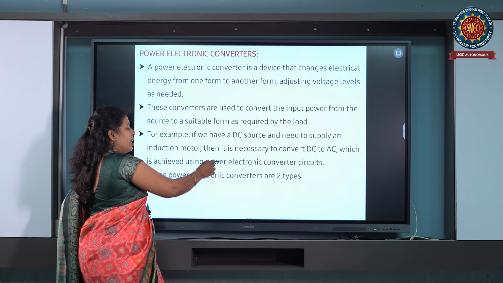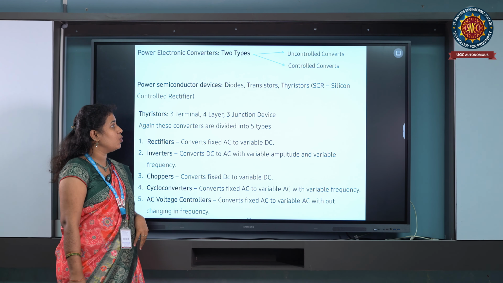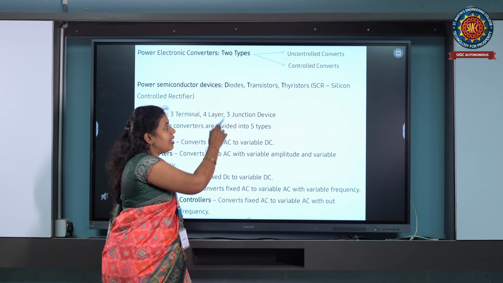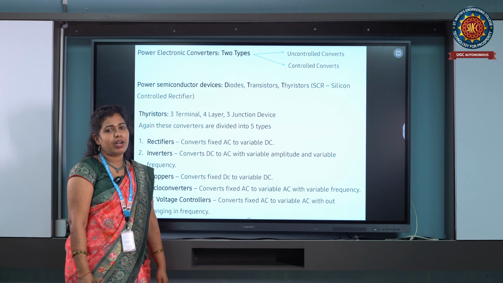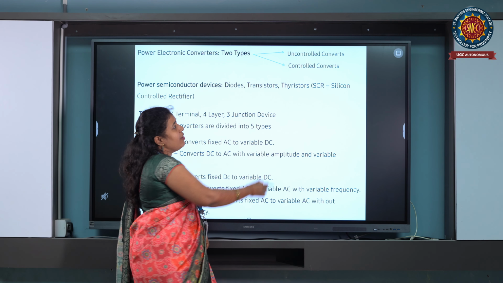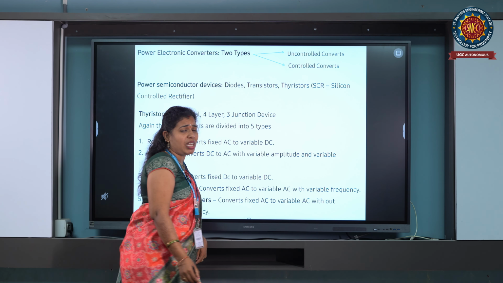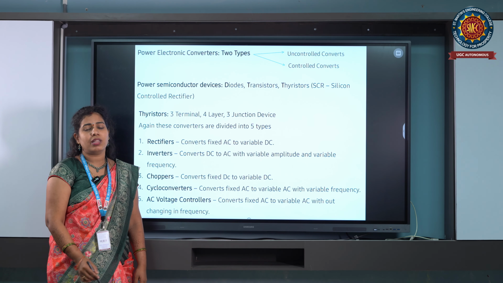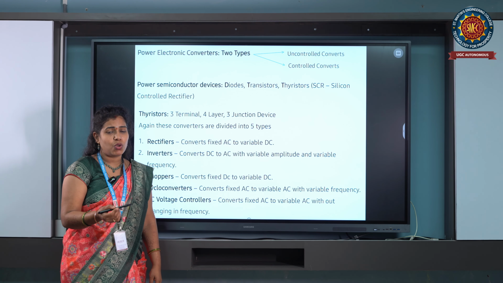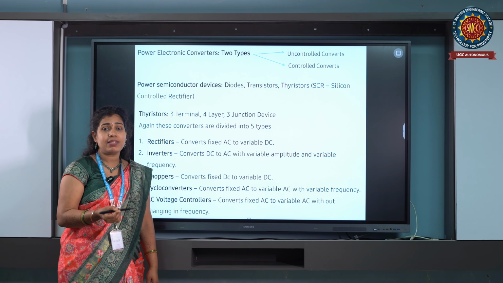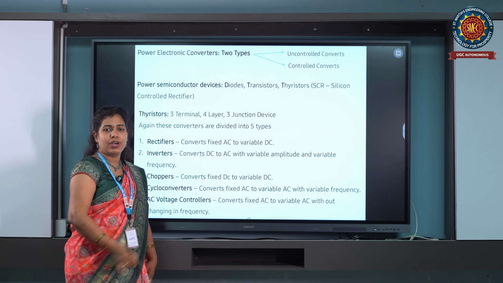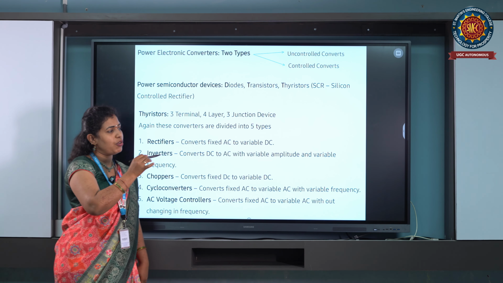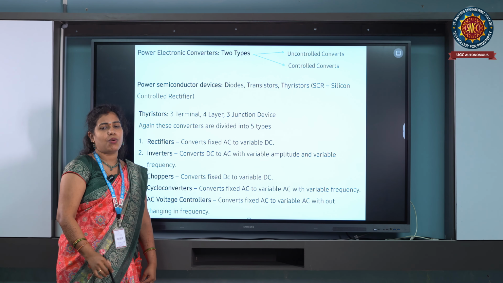These power electronic converters are divided into two types. One is the uncontrolled converters and the second one is the controlled converters. Here, depending upon the devices that are used in the converters, they are divided into two types, that is, uncontrolled converters and controlled converters.